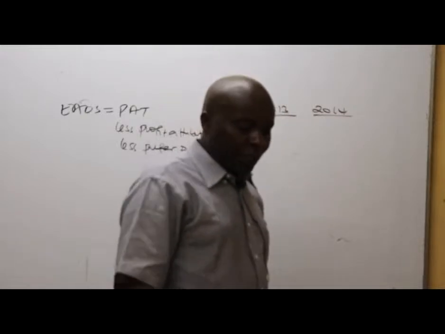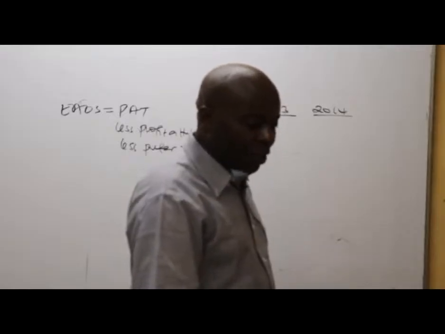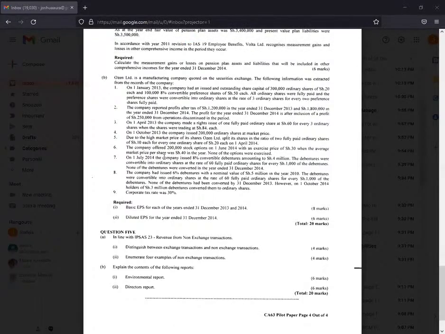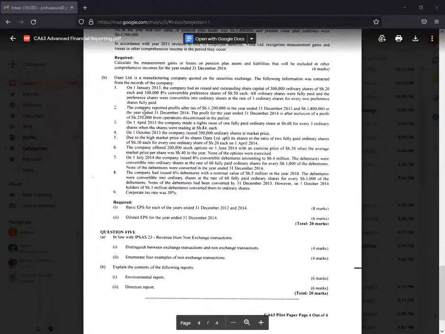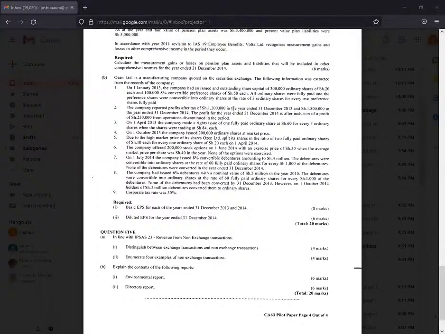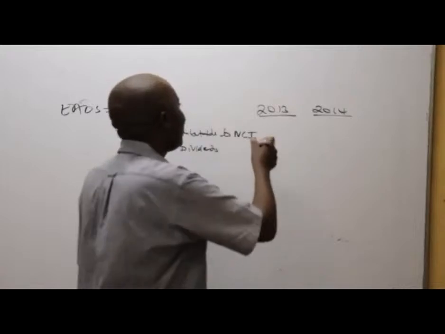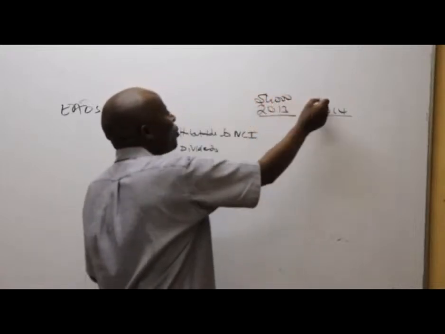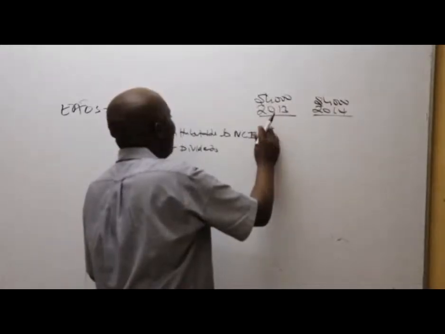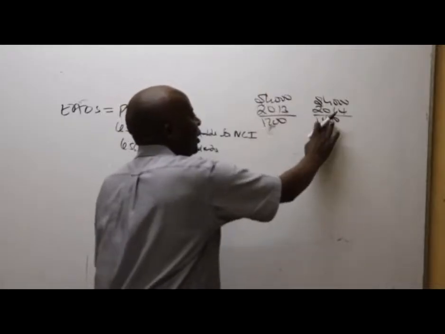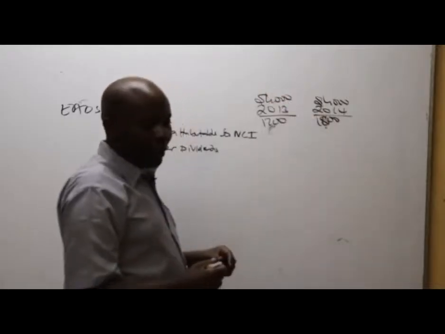Great. Ladies and gentlemen, we come here. Please, let's give this examiner the profits attributable to ordinary shareholders. So we start with the reported profit. Note number 2: the company reported profits after tax of 1,200 and 1,800. I would want my figures here to be in shillings, thousands. So they say here 1,200 is profit after tax, and the other one is 1,800.